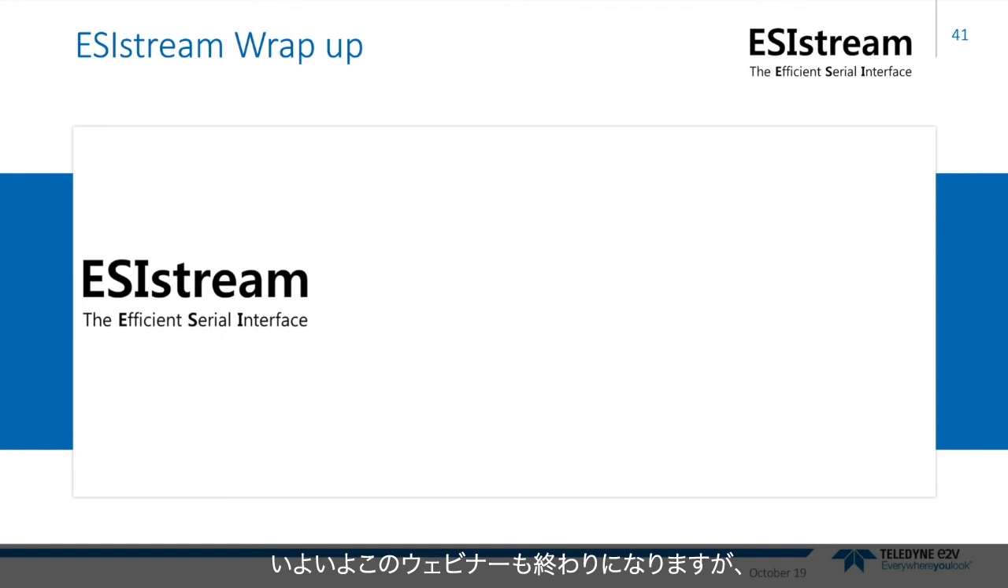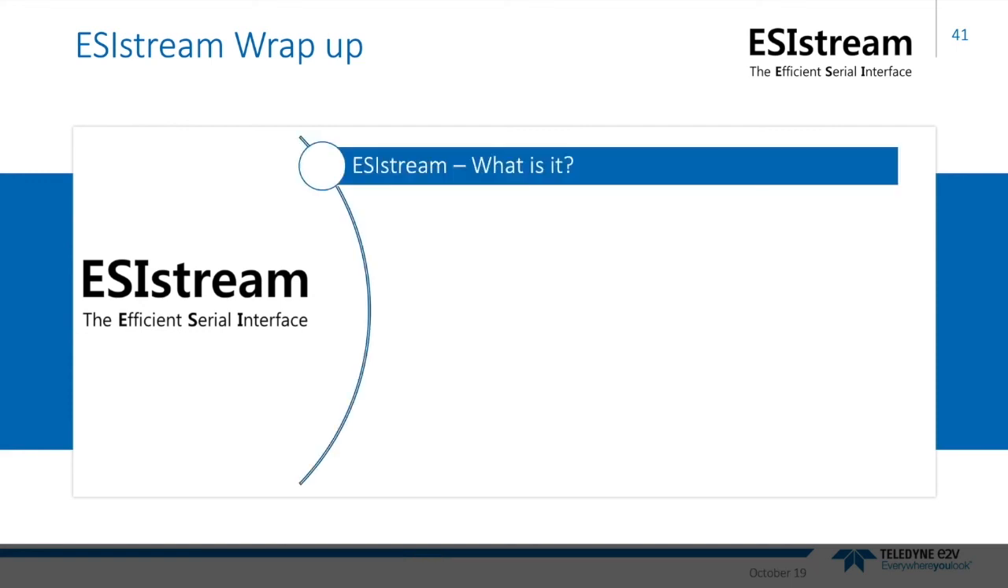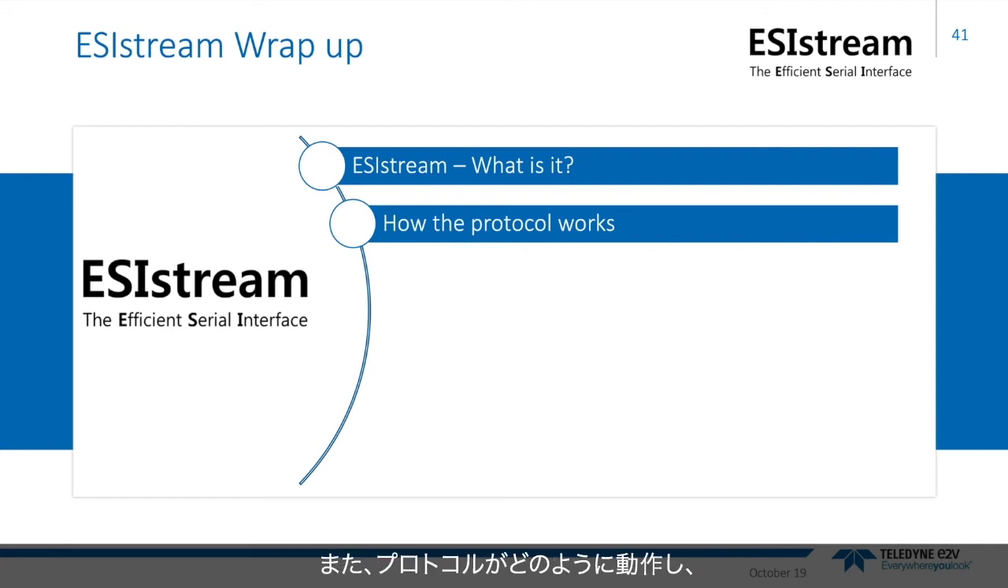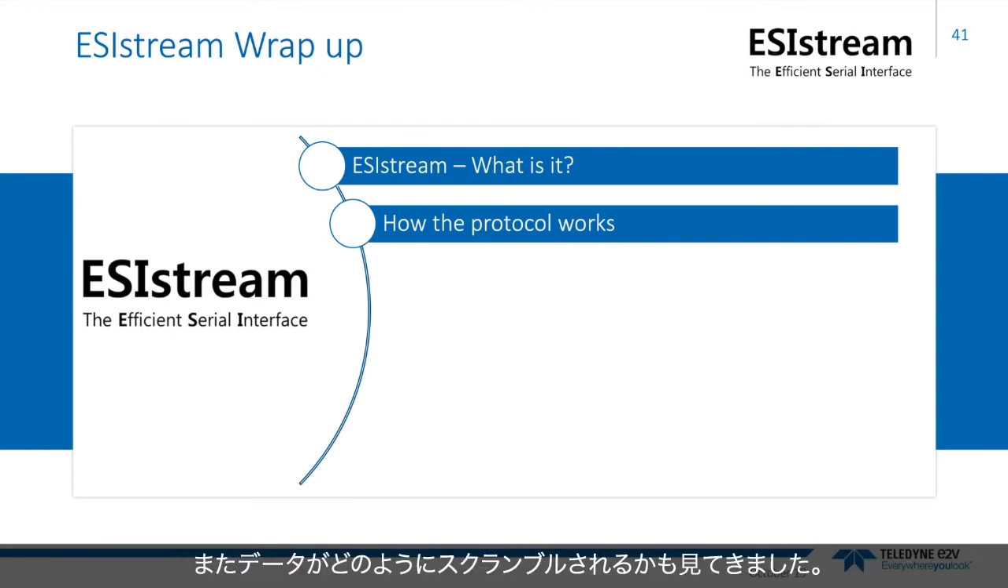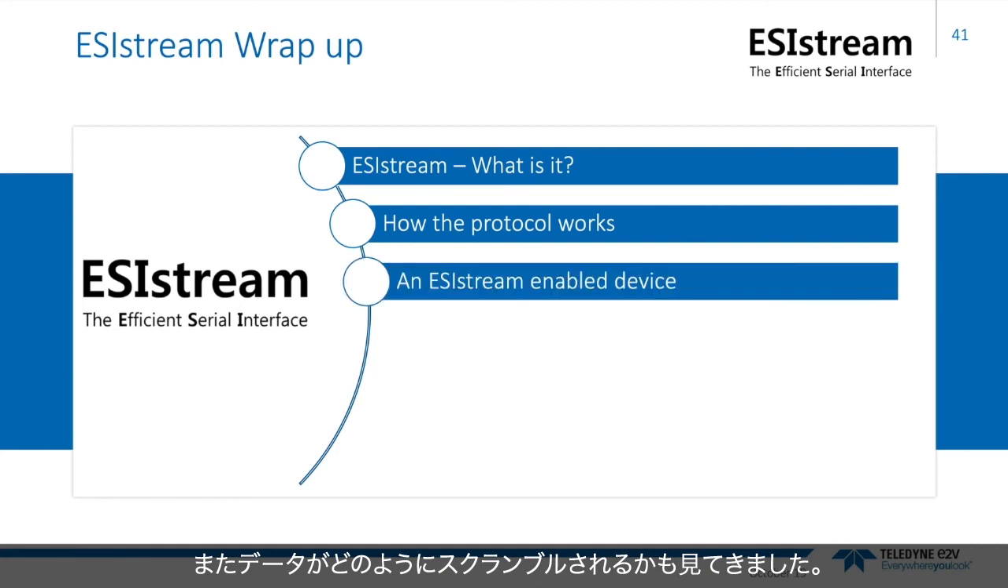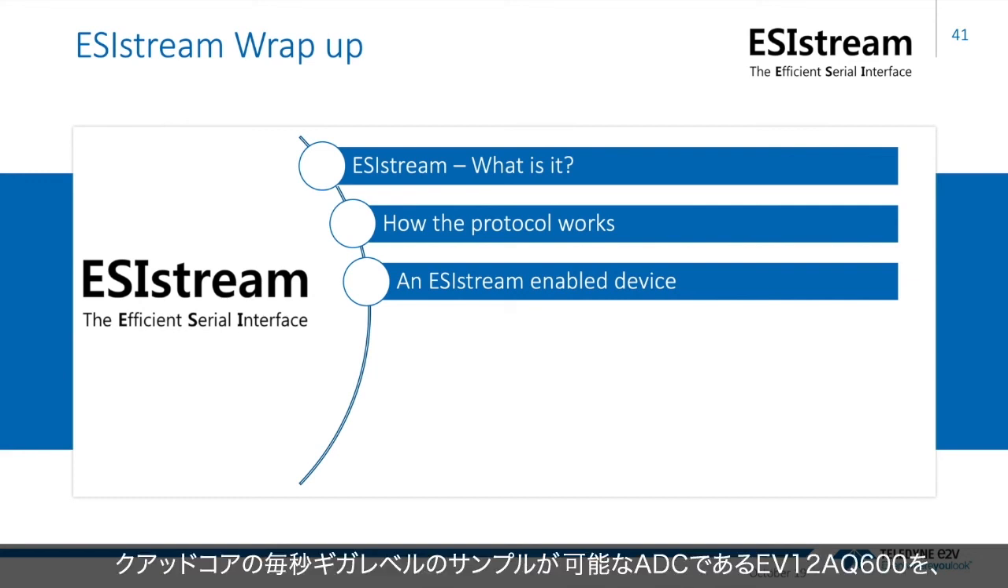Well, that's pretty much it. We've reached the end of this webinar, but before we go, I would just like to wrap this up by reviewing the key topics that we've discussed thus far. ESIstream, or Efficient Serial Interface, we've described what it is and what it can do. We've looked at how the protocol works, and in particular we've considered how the protocol is applied over multi-lane systems, how synchronization is ensured, and we've talked about how the data is scrambled. In doing so, we've taken a look at an example ESIstream enabled product from Teledyne E2V.